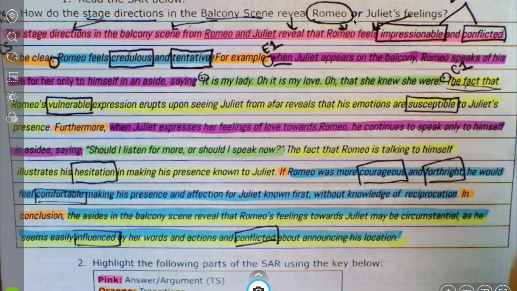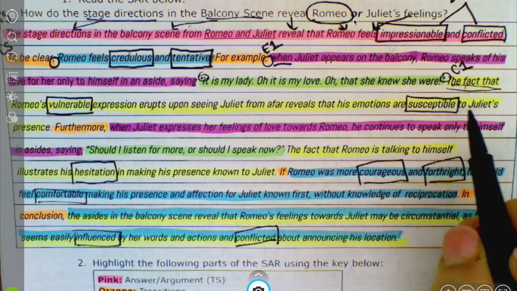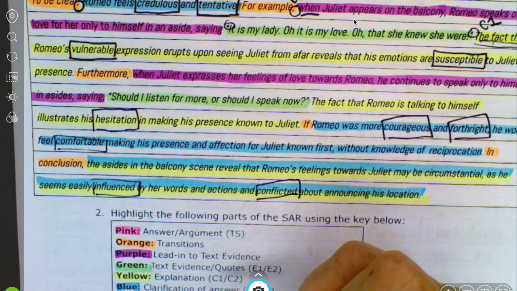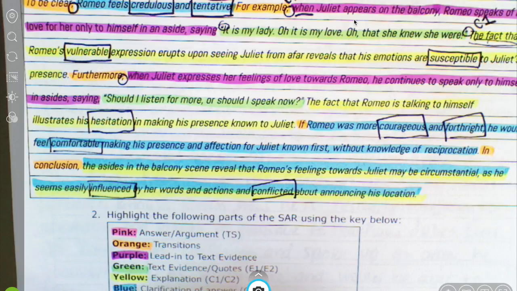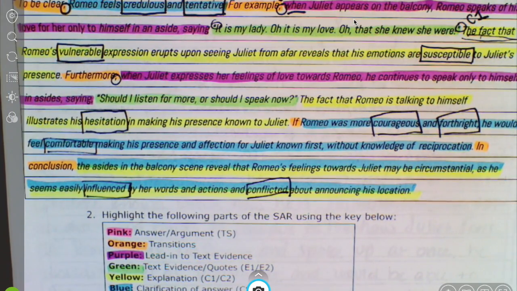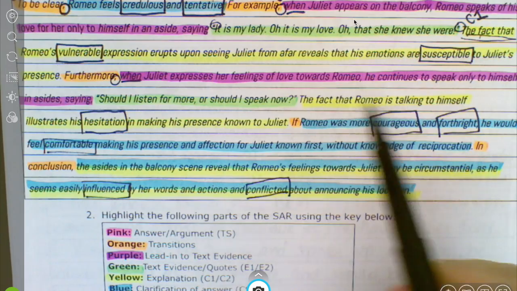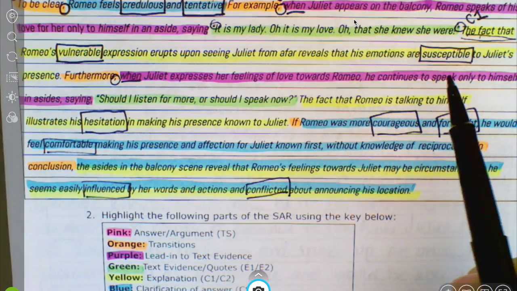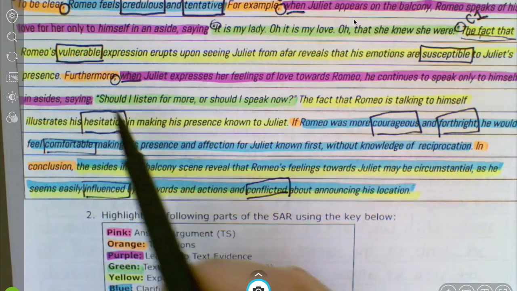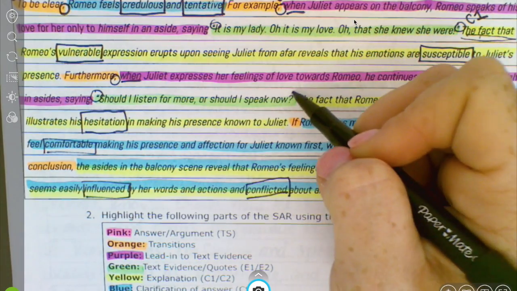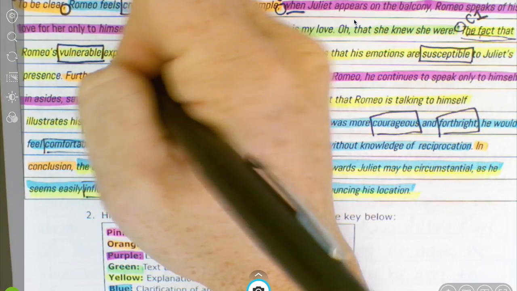All right, so it says the fact that Romeo's vulnerable expression erupts upon seeing Juliet from afar reveals that his emotions are susceptible to Juliet's presence. So that is an explanation, and so it is in yellow. Then I see a word with a comma at the end, and the word is at the beginning of the sentence, so that is another transition. I see the word "when" again, and then it says when Juliet expresses her feelings, so it's introducing me to what is going on in the story before giving me a quote. So that's my lead in to text evidence again. Then I see my quote in there. I have the quotation marks, so I highlight that in green because that is my text evidence. This then becomes my evidence 2 sentence.